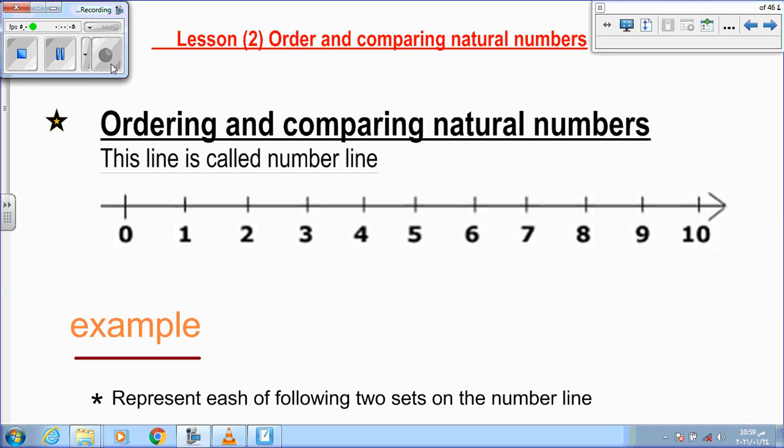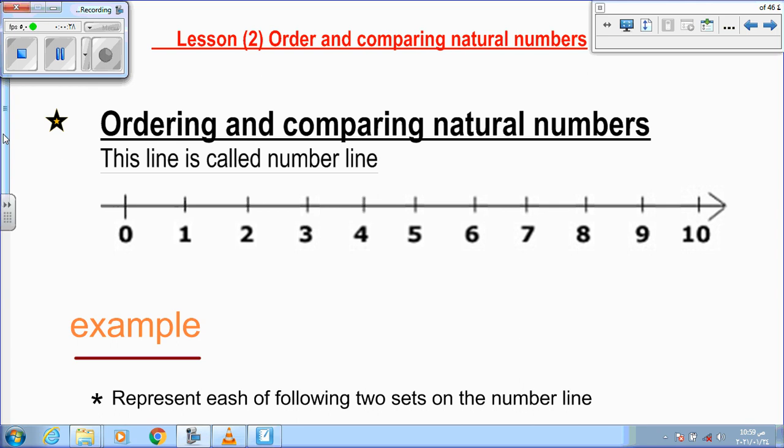Let's start our math lesson for today, which is ordering and comparing natural numbers. But before talking about ordering and comparing, do you remember this line? Yeah, it's called the number line. Here is the number line of natural numbers. It starts from 0, 1, 2, 3, and so on.